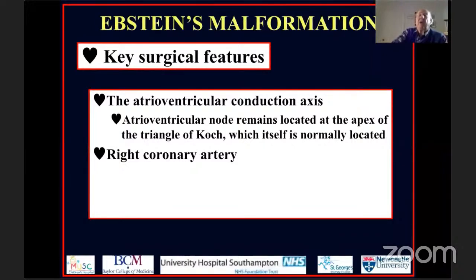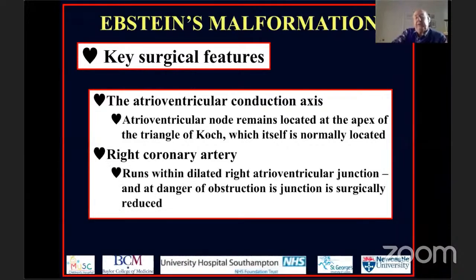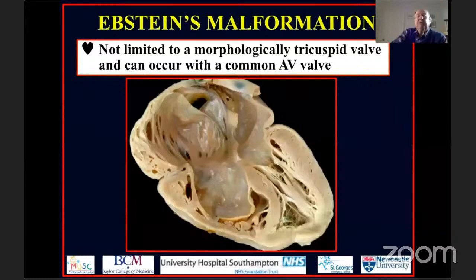Another key structure for the surgeon will be the right coronary artery, which again retains its location within the right atrioventricular junction. But part and parcel of Ebstein's malformation is dilation of the right atrioventricular junction. And when performing the cone procedure, the surgeon will also try to restore the atrioventricular junction to its normal dimensions. So there, another key feature is not to obstruct the right coronary artery.